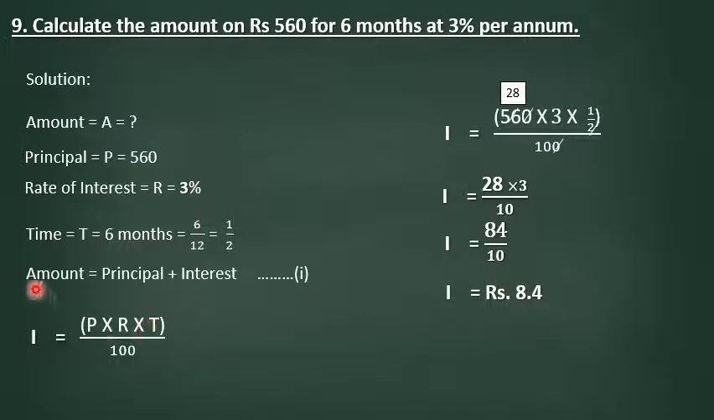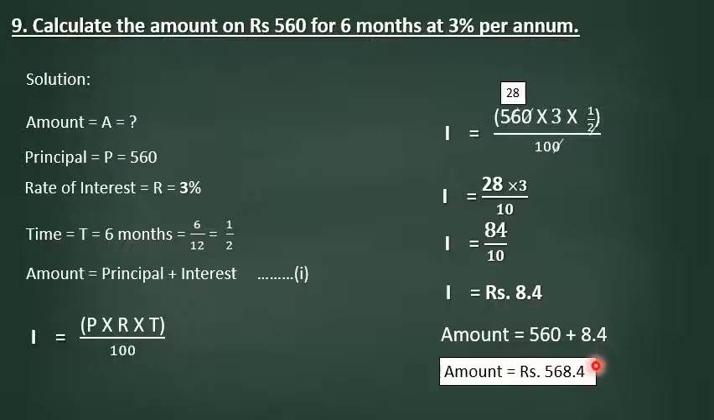Now we are going to calculate the value of amount. So it will be equal to principal plus interest, 560 plus 8.4. So it will be equal to rupees 568.4.